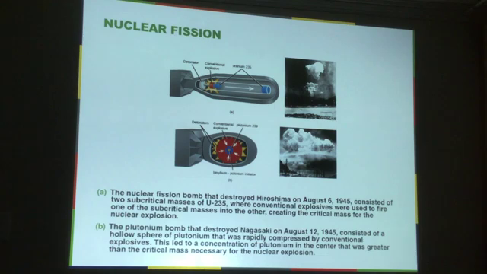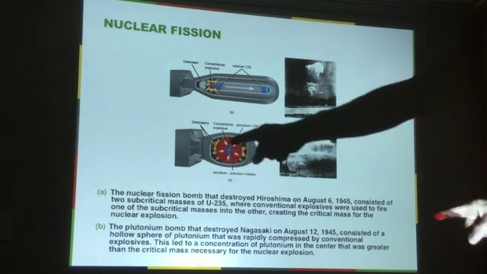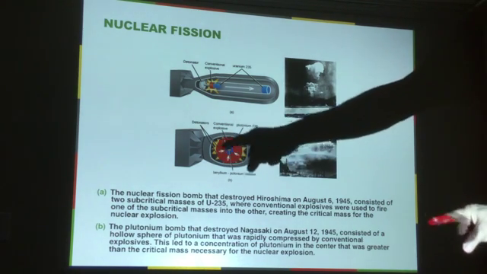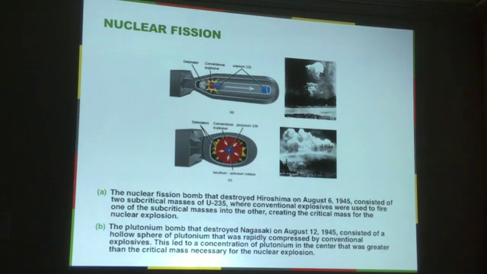Now actually, if you've seen movies about this, this is the type of device that's usually shown. It's usually shown as a spherical, round, ball-like object in the middle, and around this ball is conventional explosives which will cause the ball to collapse on itself and create the critical mass necessary to cause a nuclear explosion.